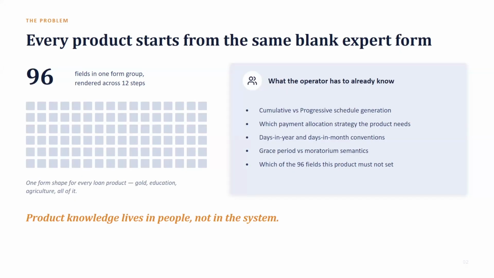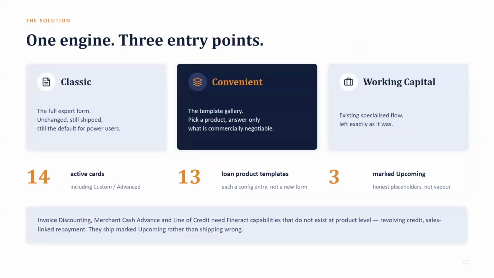The product knowledge lives in people and not in the system. And my project overcomes this. So the solution is one engine and it will run three entry points. The classic is the original loan product type, which was there before this project.